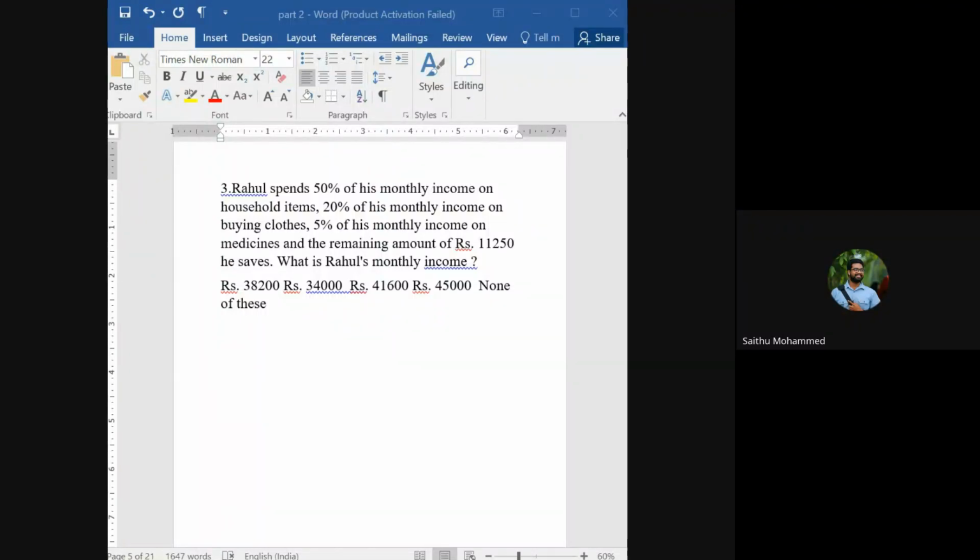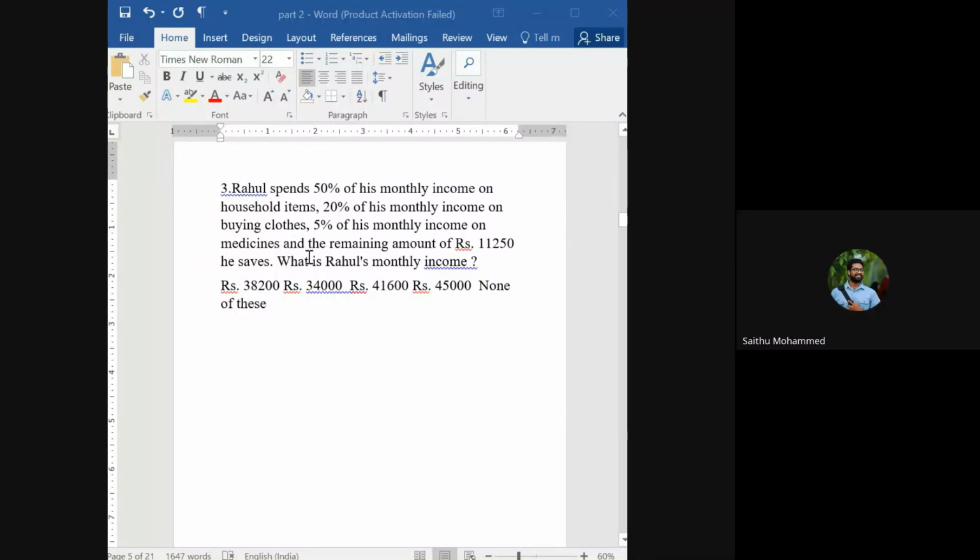So here again we will look into the question once again. First we have to think that whatever amount Rahul is getting, as we are doing a percentage problem, everything is on 100. So out of the 100% which Rahul gets as salary, he's spending 50% of his monthly income on household items, and 20% on buying clothes, then 5% on medicine. So these are his three expenditures.